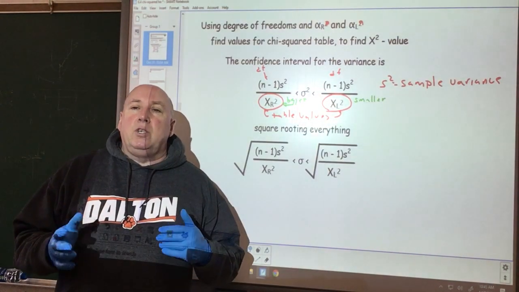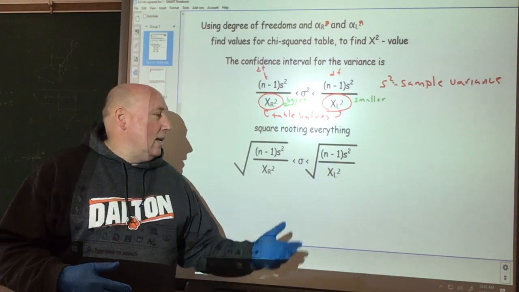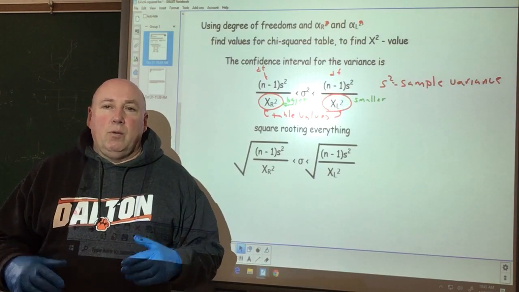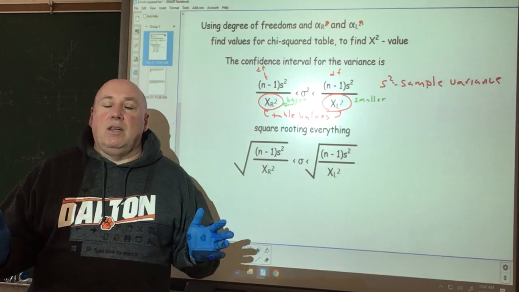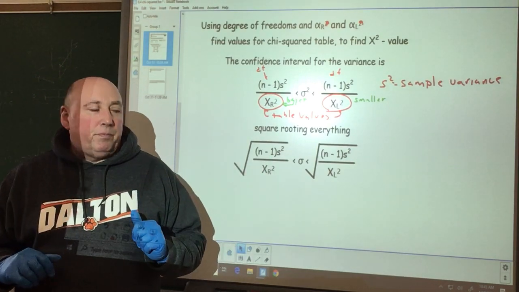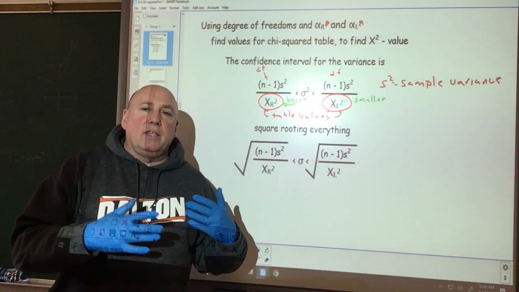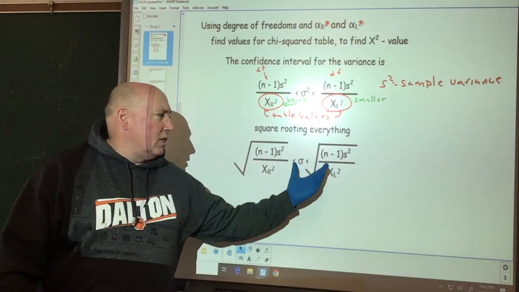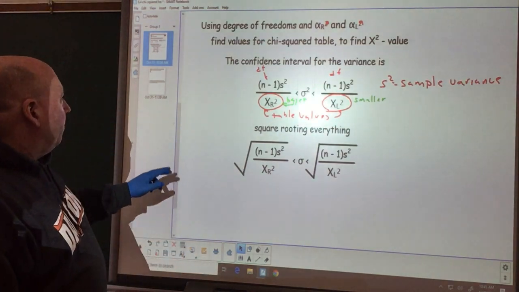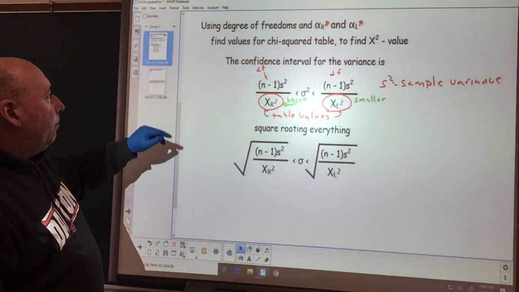And what I want you to do with the final statement is make your final statement just for your standard deviation. We are 90% confident the standard deviation for whatever is between this value and this value. It's very similar to what we've done with the other things. It's just a different type of formula that we have here. A different formula. Let's take a look at a problem.